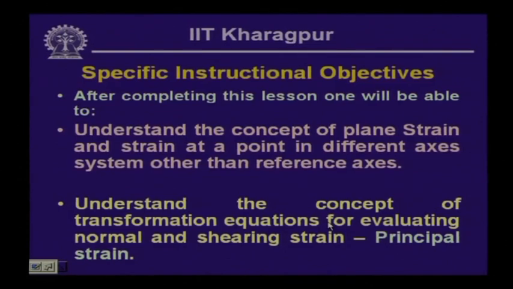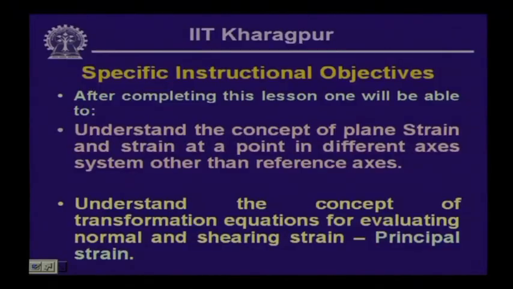is expected once this particular lesson is completed, one should be able to understand the concept of plane strain and strain at a point in different axis system other than reference axis. In general, when we refer the strain, we refer in terms of epsilon x, epsilon y, gamma x y in plane strain. Now, if we orient the axis system other than the rectangular axis system which we consider, then what will be the difference in strain value, that we will look into.